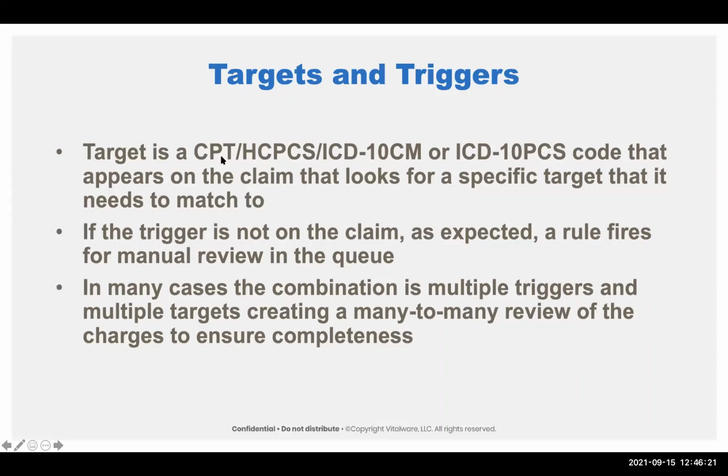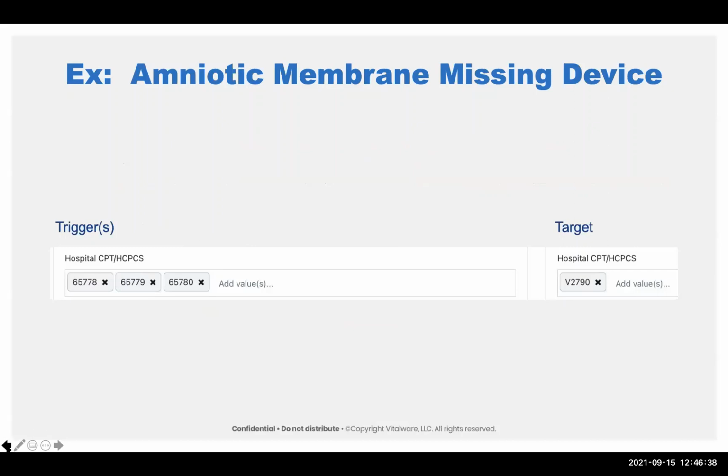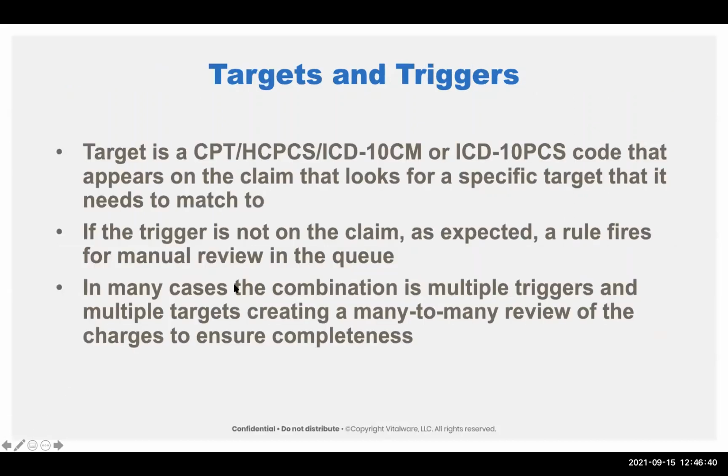The targets are usually CPT, HCPCS, ICD-10, ICD-10 PCS that appear on the claim. That's the trigger, okay? Sorry, that's the trigger. And then the target is what's not on the claim. So I actually have that one backwards. In many cases, the combination is multiple triggers and multiple targets. So it's one to many.